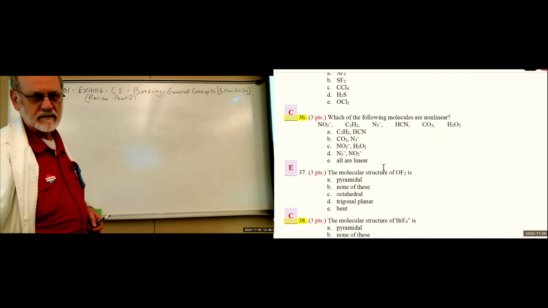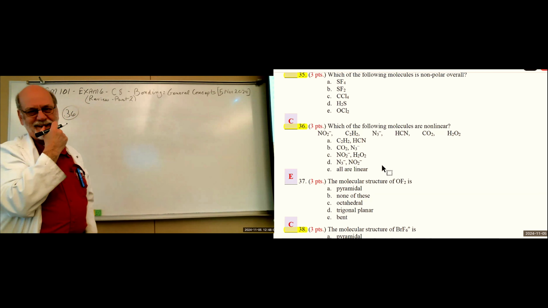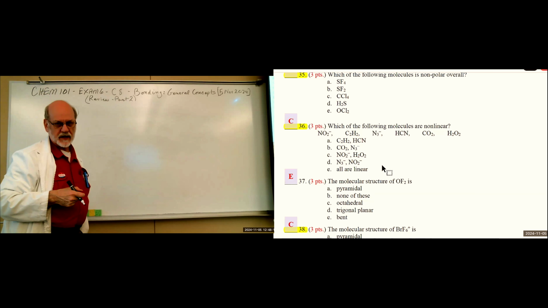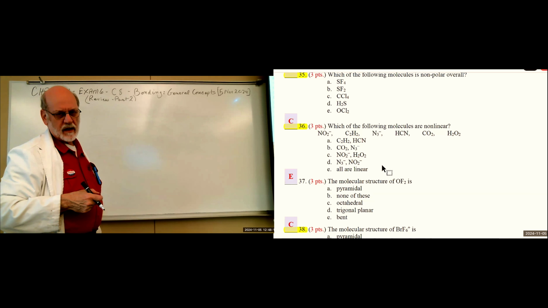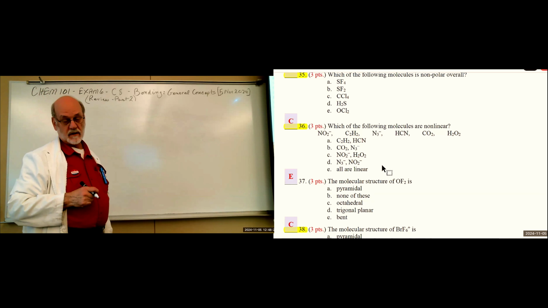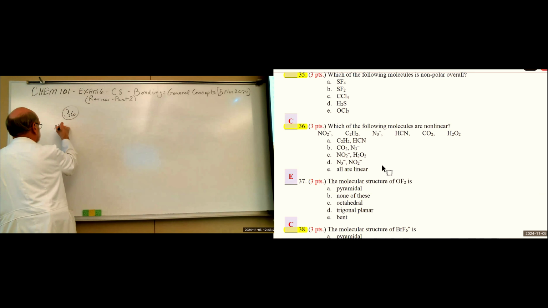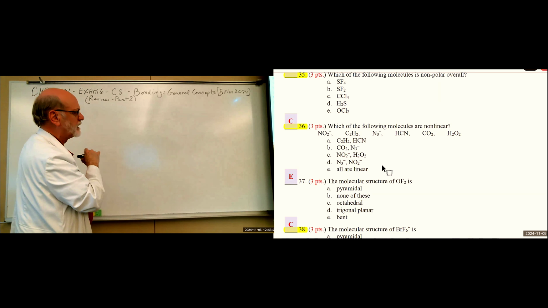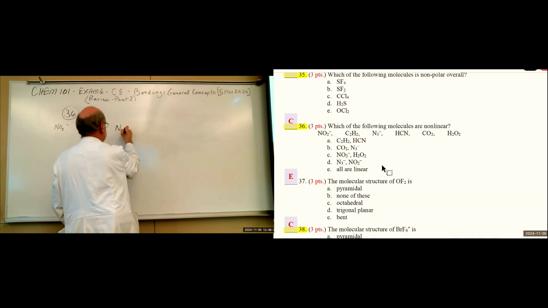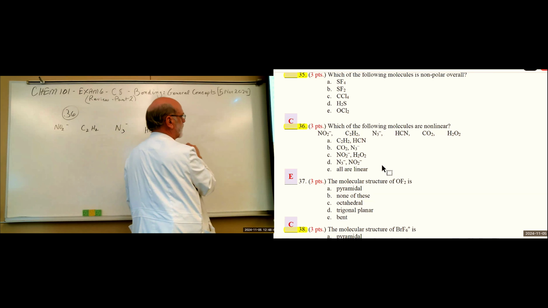All right, 36. Which of the following molecules are non-linear? Okay. Looks like we've got some. All are linear, E. A, B, C, and D are pairs of non-linears. Okay, so it looks like we're kind of stuck. NO2 minus, C2H2, N3 minus, HCN. Some of these we've done before, so we can knock them out pretty quick.